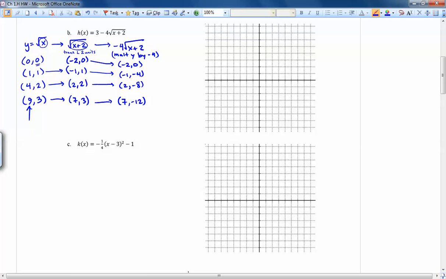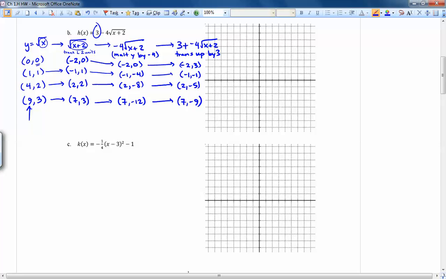And then there's one step left, and that's to deal with this 3 in front. That's the same thing as saying I'm going to add 3 to what I had before. So if I add 3 to all these things, that's the same as translating up by 3 units. If I move up 3 units, that's the same as adding 3 to the y's. So this is going to be (-2, 3). This is going to be (-1, -1). This will be (2, -5). And this will be (7, -9).